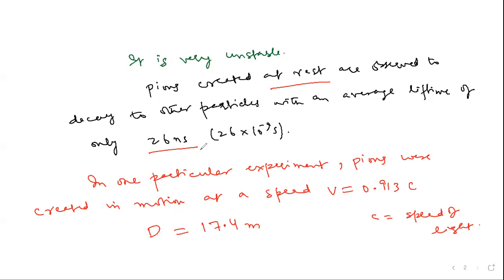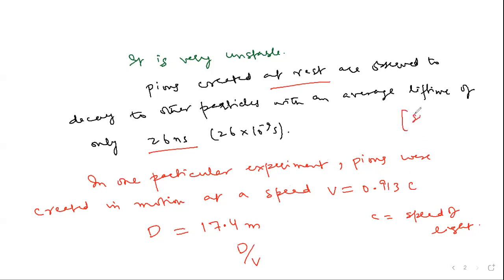But in one particular experiment, they were created in motion at this particular speed, 0.913 c, where c is the speed of light. And in this experiment, they were observed to travel in the laboratory an average distance d equal to 17.4 meters before decaying, from which we can conclude that they decay in a time given by d by v.